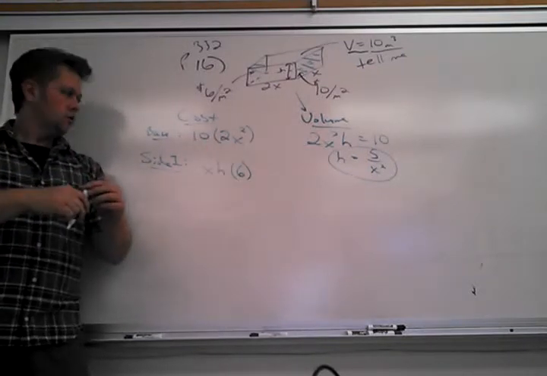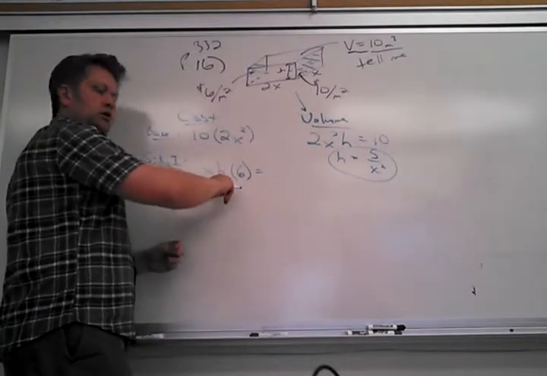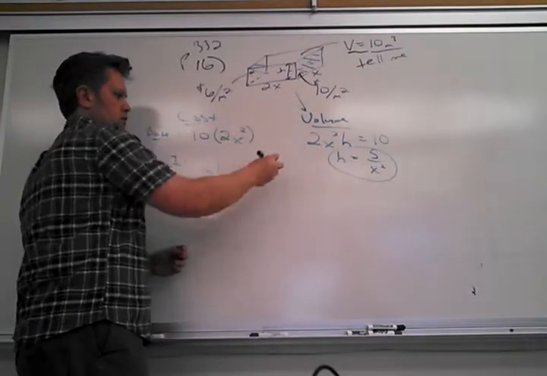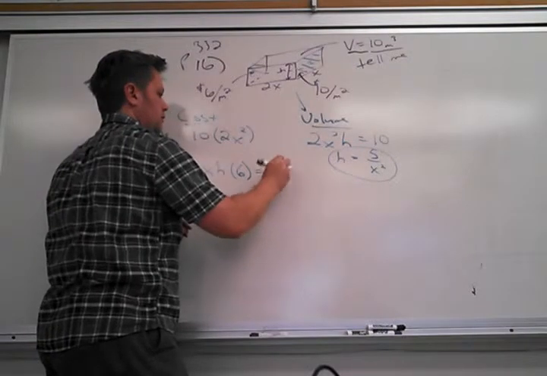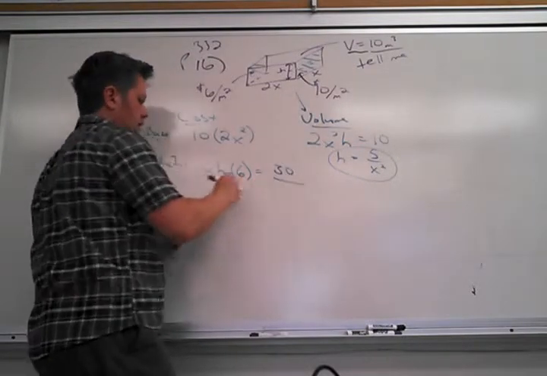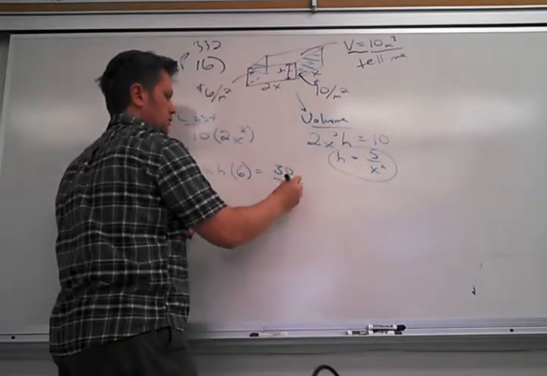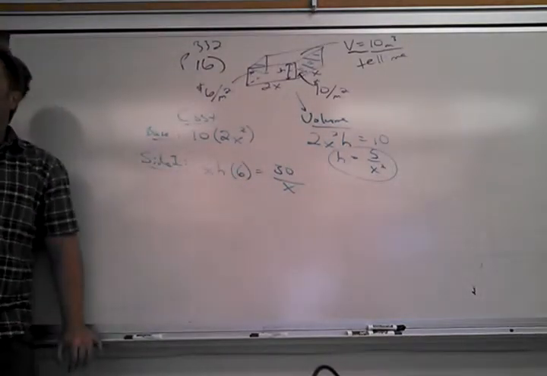Okay. So, we know something better here about h. We know h is equal to that. So 6 times 5 is 30, over x squared. 30 over x squared. All right, how are we doing so far?